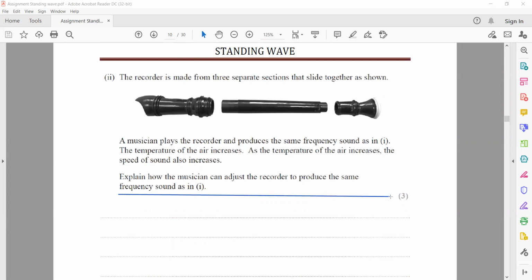So the musician wants to produce the same frequency. As the temperature increases, the speed is also increasing. So we have the formula v is equal to f lambda. So we want the frequency constant. If frequency is constant, v is directly proportional to lambda. So if v is increasing, lambda should be increased so that the frequency will remain constant. So to keep the same frequency, the wavelength should increase.